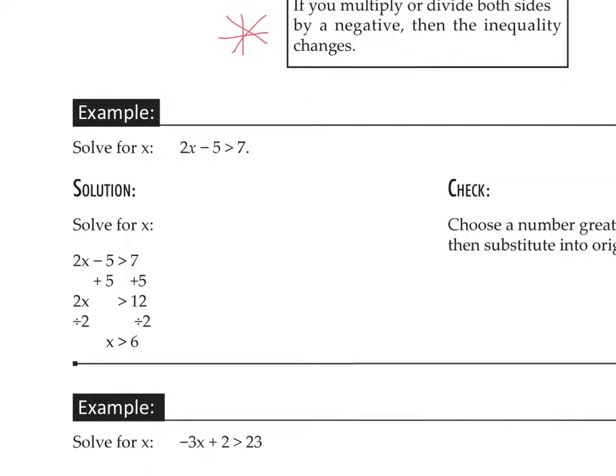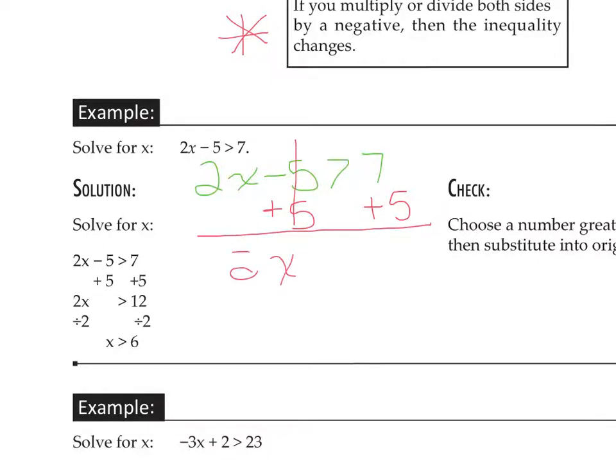Okay, so let's solve. Here's the statement. 2x minus 5 greater than 7. So let's write that right here. All right, to isolate this x, we have to first add 5 to both sides. So this is just like an equation, except for that one extra rule that we just talked about up here, multiplying or dividing by a negative. So this gives us 2x greater than 12, and then divide by 2.